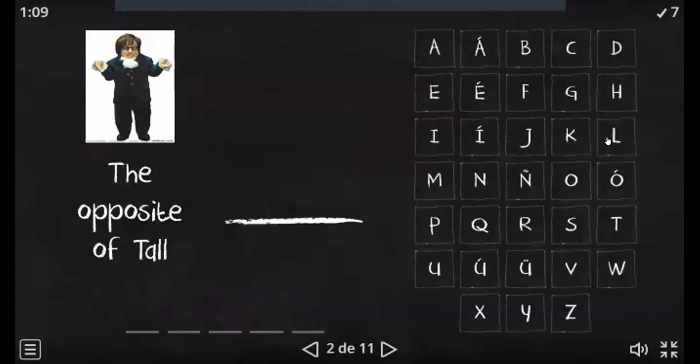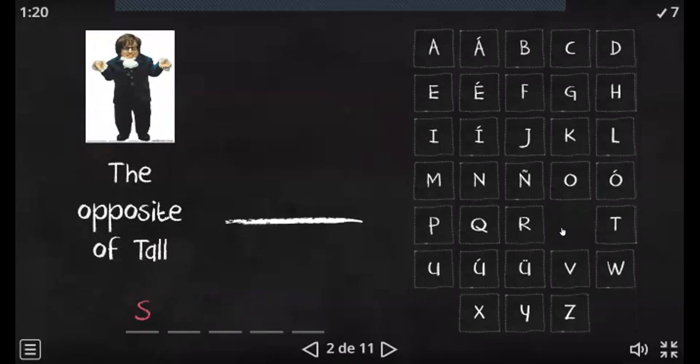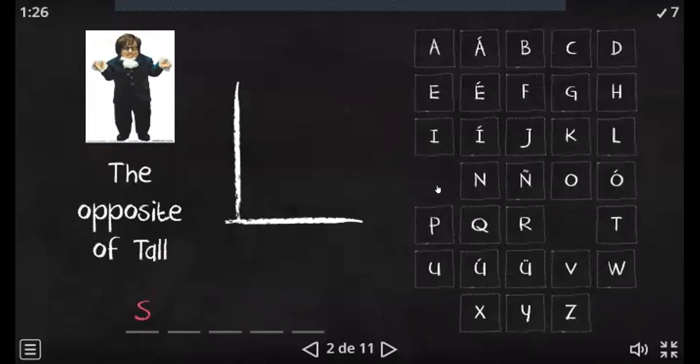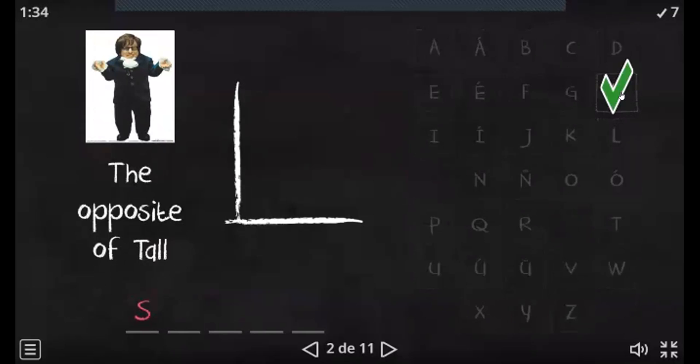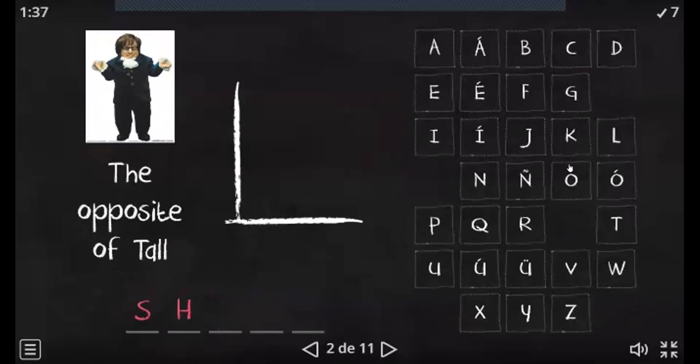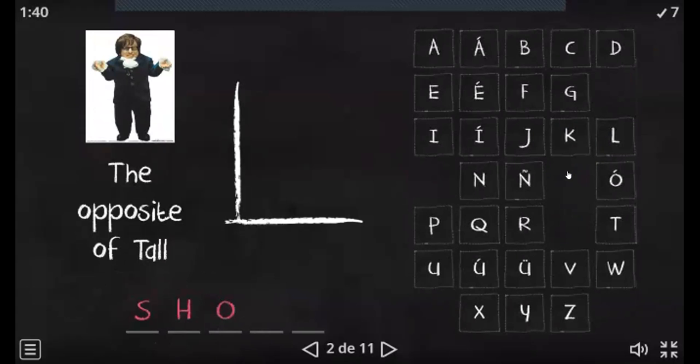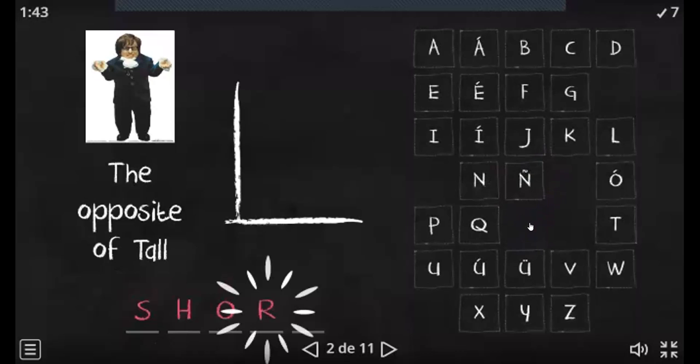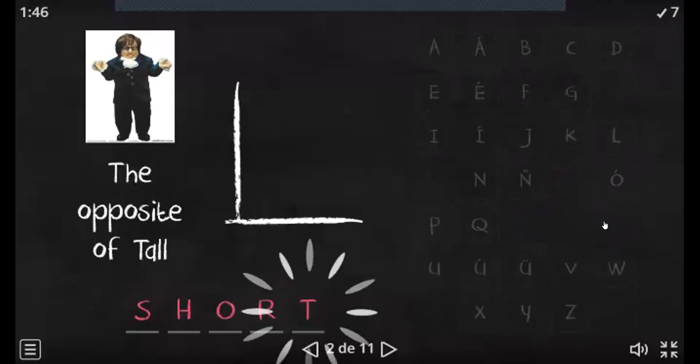Number two. The opposite of tall. Small. Okay, it's similar, right? Next one. S, M. No, it's not M. It's short, so H. Okay, that is H. What is it here? O, R, T. Very good.